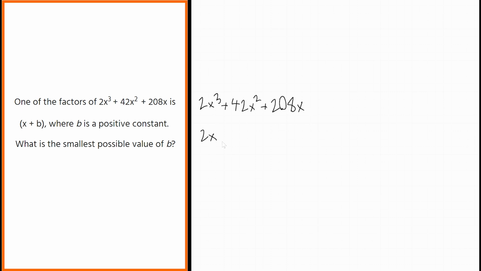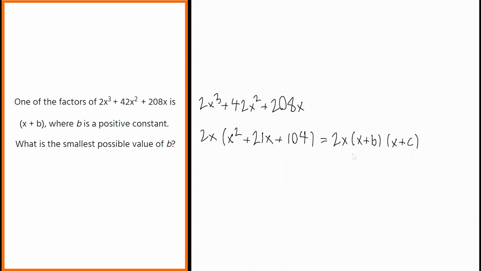If we factor 2x out of 2x cubed, we just get x squared. We factor 2x out of 42x squared, we just get 21x. And if we factor 2x out of 208x, we get 104. So now we have 2x times this quadratic, x squared plus 21x plus 104. And this quadratic we can factor into terms where at least one of the terms is of the form x plus b. So this is going to equal 2x times x plus b times x plus c.